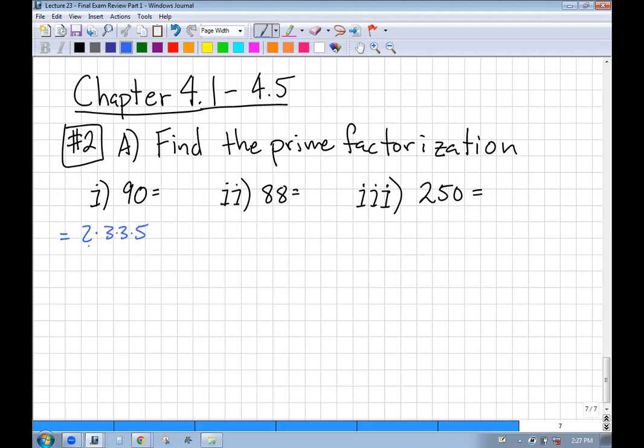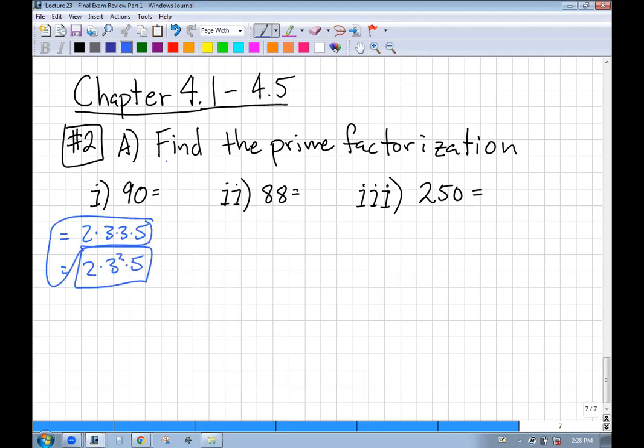Just check our work here. 6 times 3 is 18. 18 times 5 is 90. Let's see. 9 times 5 is 45. Times 2 is 90. Yeah. So I would rewrite this as 2 times 3 squared times 5. That's the best way to write it.